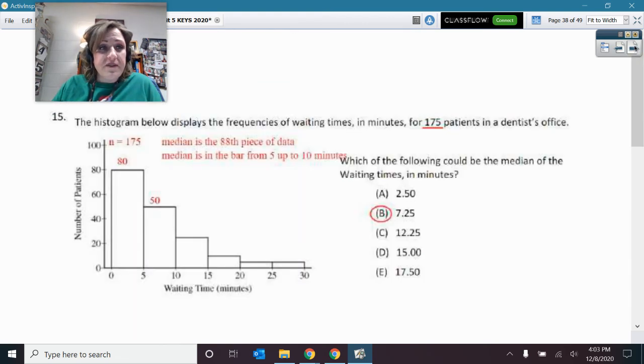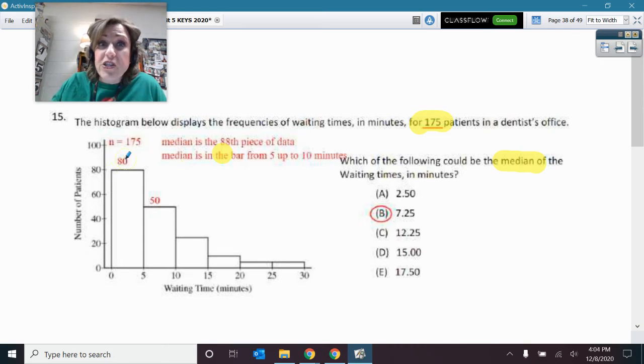All right, 15. Where is the median? Well, we were told it's 175 pieces of data. Well, if I do 175 divided in 2, that's going to be your 87.5. So we round that up. 88th piece of data is the median. So where is data piece number 88?